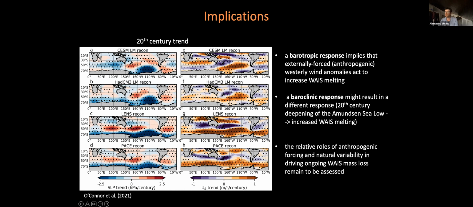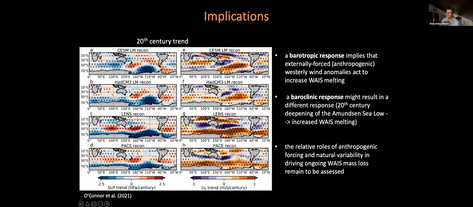This is a reconstruction of sea level pressure in the southern hemisphere and winds over the 20th century, O'Connor et al. You can see two main features. One is the strengthening of the westerly winds due mostly to the anthropogenic forcing over the past century, but also we see a deepening of the Amundsen Sea Low. So this deepening is potentially linked to natural variability.